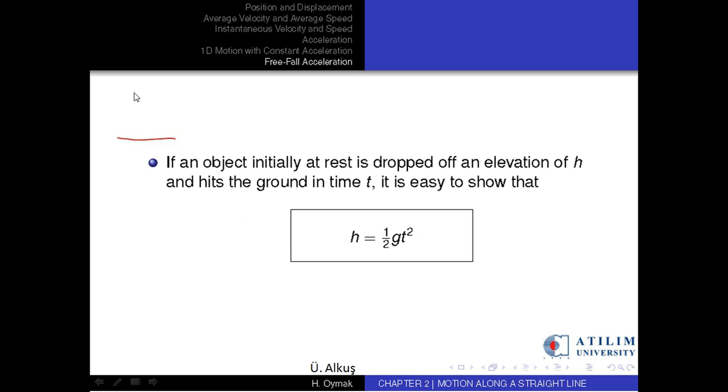The following consideration might be useful. If an object, initially at rest, is dropped off an elevation of h, and hits the ground in time t, it is easy to show that h is 1/2 g t squared.